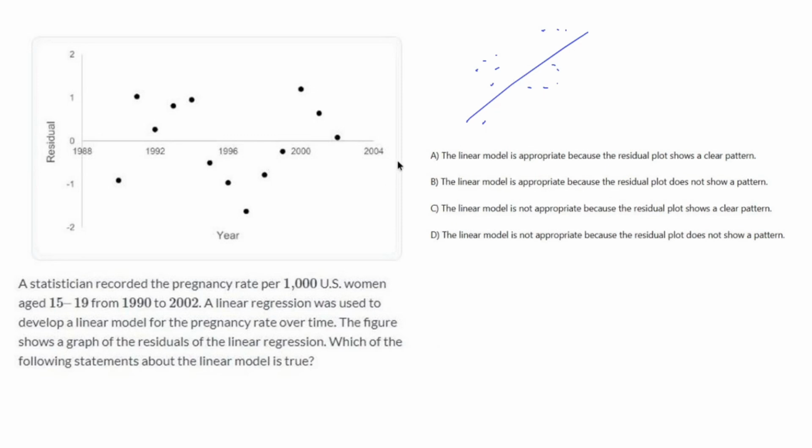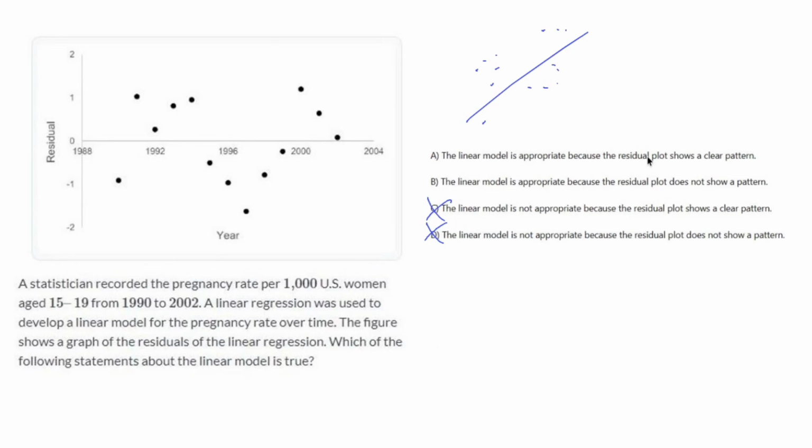A residual plot fits the data if there's no pattern whatsoever to my dots. You have a bunch of dots up here, you have a bunch of dots down there. I don't see a pattern at all. So this linear model is appropriate because it fits the data. So the linear model is appropriate, C and D are not going to be the option. Now, why is the linear model appropriate?